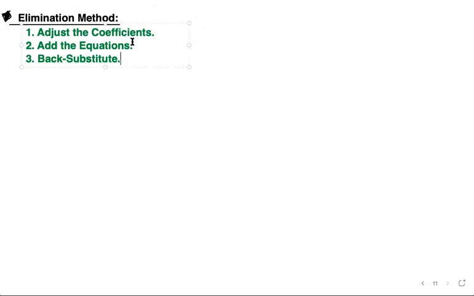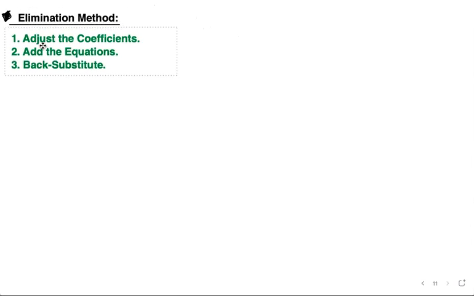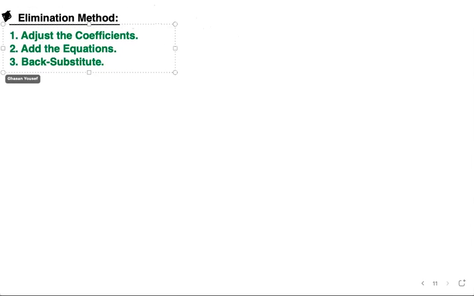So we have steps for the elimination. Here are the steps for the elimination method. The first step is adjust the coefficient, then add the equations, then back substitute.